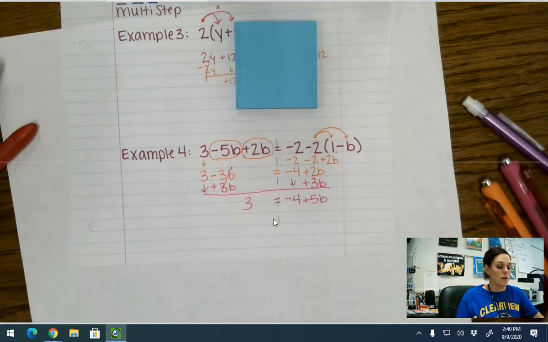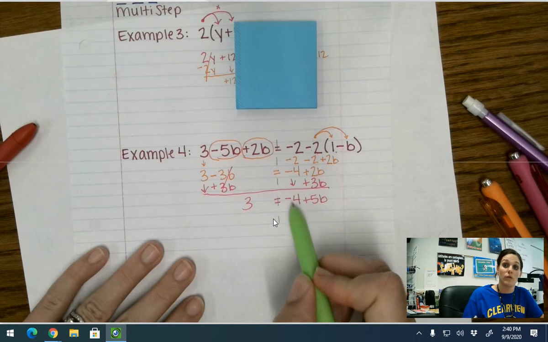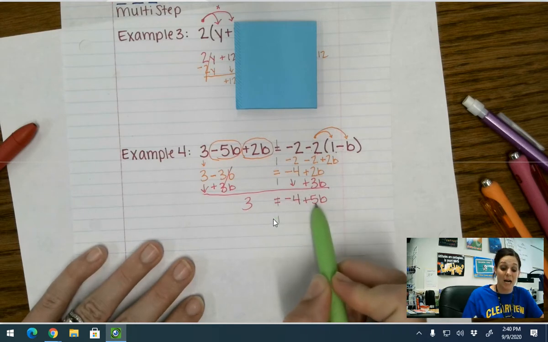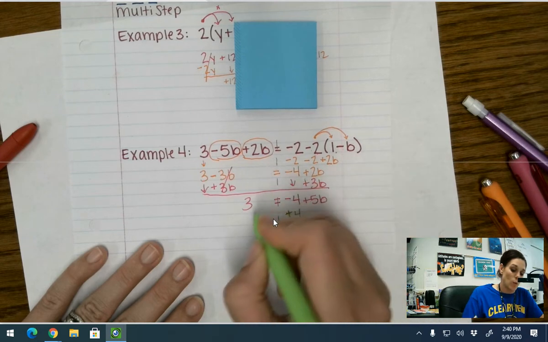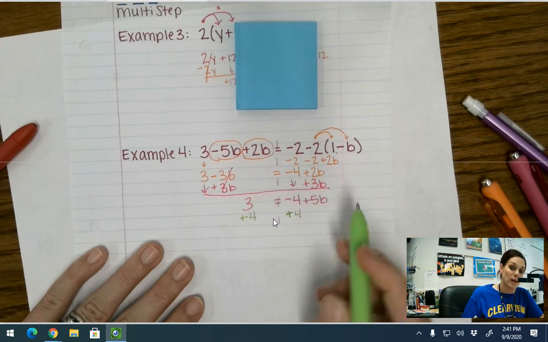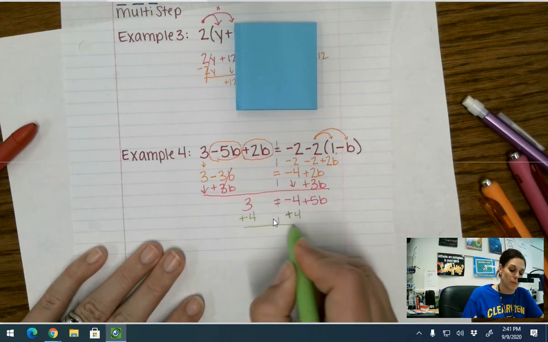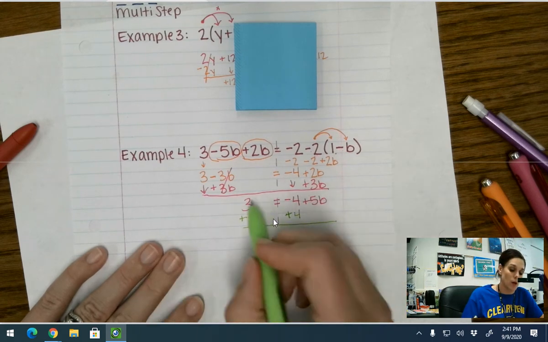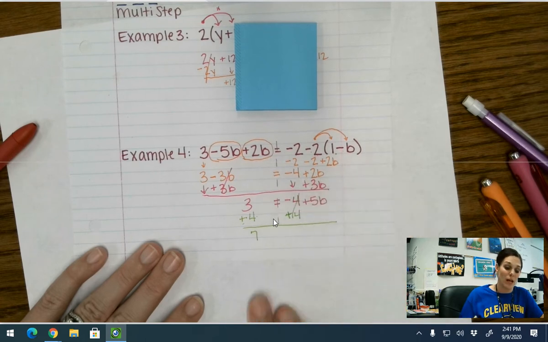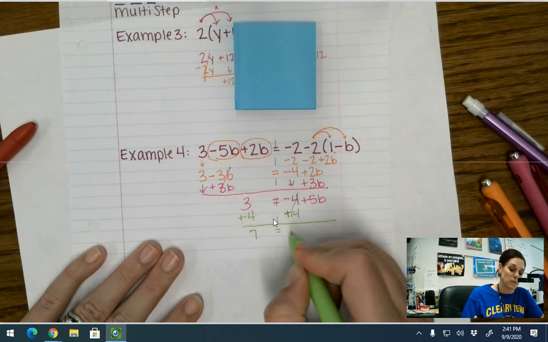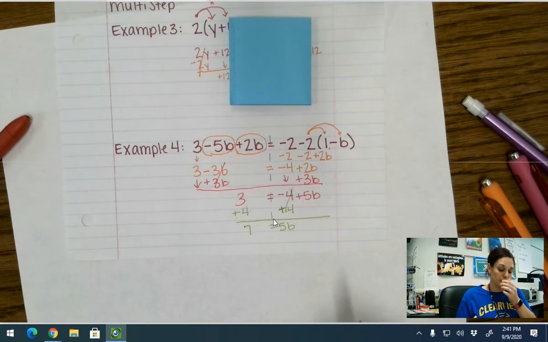All right, from here then, I'm going to move this -4 because he's what's not touching the b. And I'm going to say +4. And what I do to one side, I'm going to do to the other. Equal sign bar because I'm adding. 3 plus 4 makes 7. I cancel the -4 and the +4, which gives me 5b.